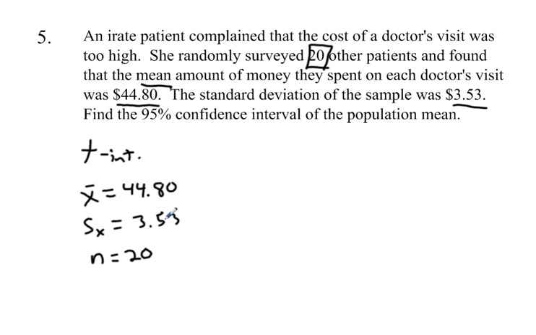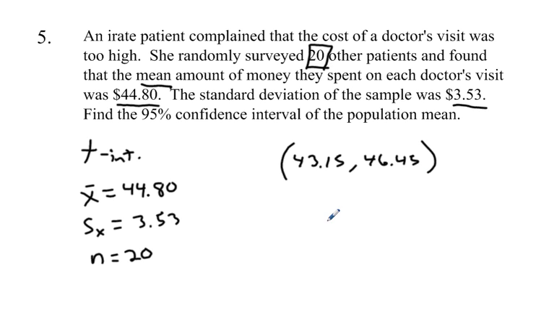So why don't you enter everything you can in there. I will do the same. So 44.80 for our X bar, 3.53 for our standard deviation, 20 people. We're again 95% confident. And here's the answer we need. 43.15, I'm going to round to 43.15, and 46.45.